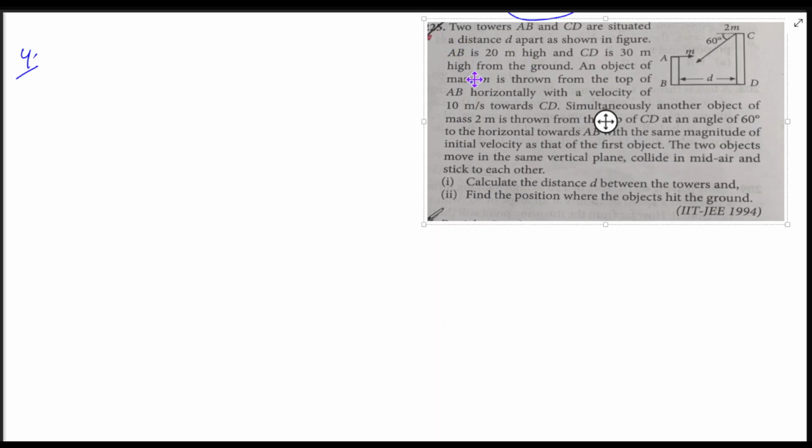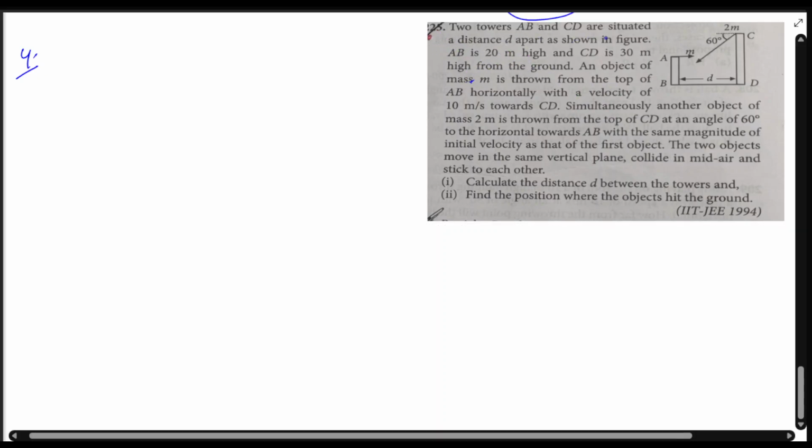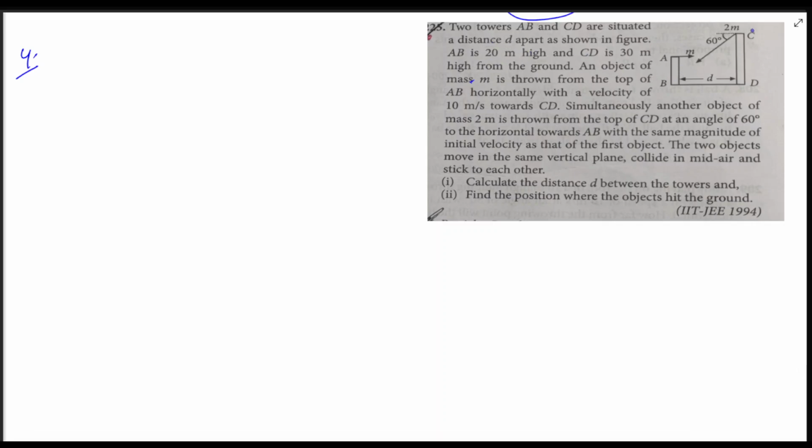A, B, and CD are situated at a distance d. AB is 20, so this is 20, this is 30. An object of mass m is thrown from the top of the horizontal with the velocity 10, so we have thrown it at 10 meters per second. Simultaneously. In the before question, they were shot at different speeds and different times, but these were shot at the same time.